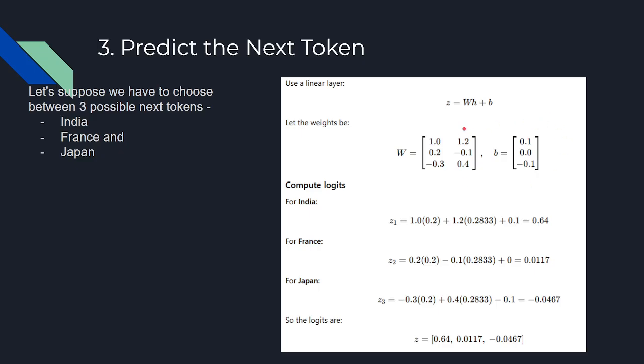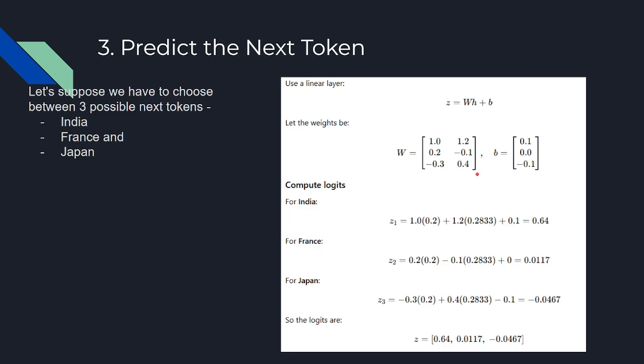So these are the randomized weights and the randomized biases that we have taken. And we create this Z, or the linear layer, to predict the next token. What we are doing is a matrix multiplication. So we had 0.2 and 0.2883 as the H vector. We're multiplying 1 into 0.2, 1.2 into 0.2883, plus the bias, which is 0.01, and we find that for the word India, the value is 0.64.